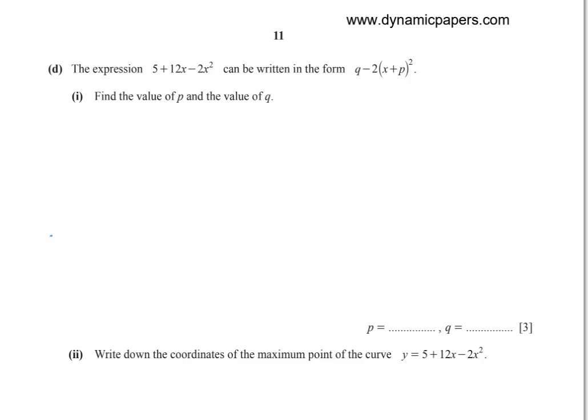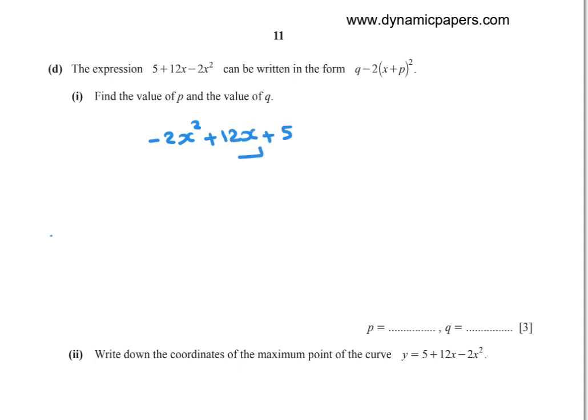Now D, the expression 5 plus 12x minus 2x squared can be written in the form q minus 2 into (x plus b) all squared. Find the value of b and the value of q. So we can use completing the square to convert this one to the vertex form. So arrange this one in descending order according to the power of x. So you can write negative 2x squared plus 12x plus 5.